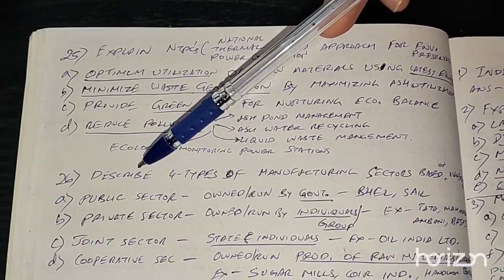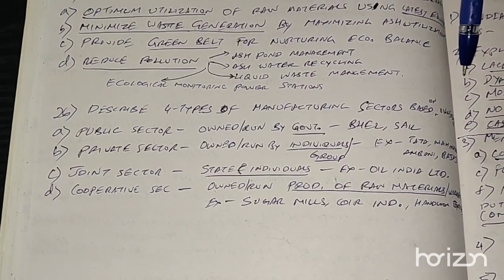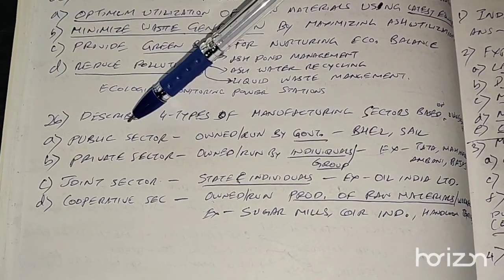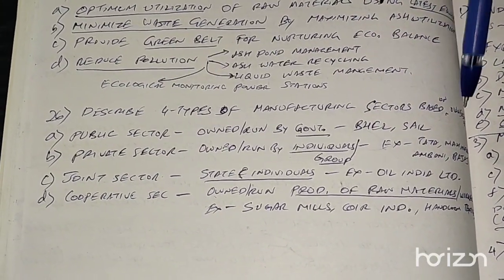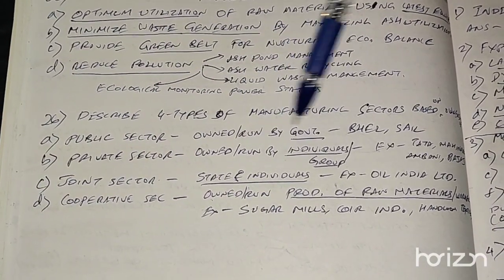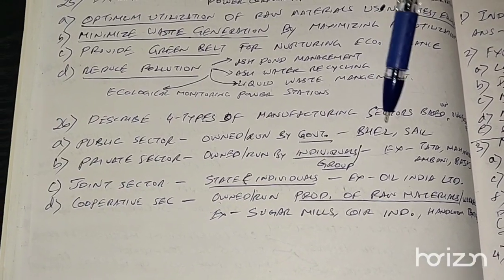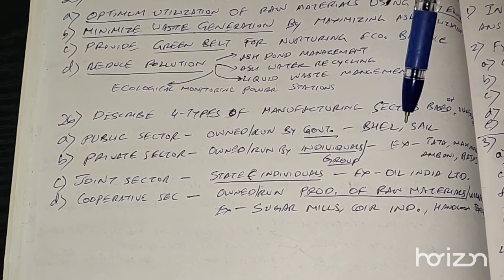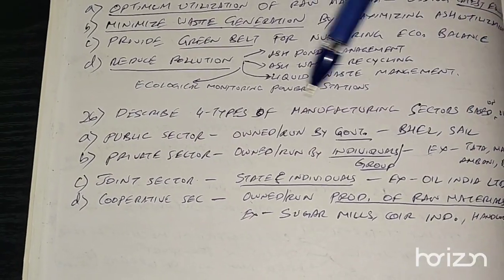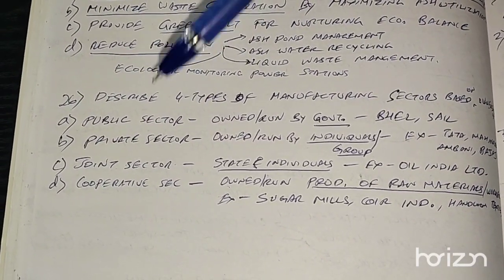Next question. Describe 4 types of manufacturing sectors. First is based on ownership. Who owns it? So public sector is owned and run by the government. It belongs to government, nobody else. So BHEL, Bharat Heavy Electrical Limited, SAIL, Steel Authority of India Limited. All these institutions are run by government. That's why it's public sector.